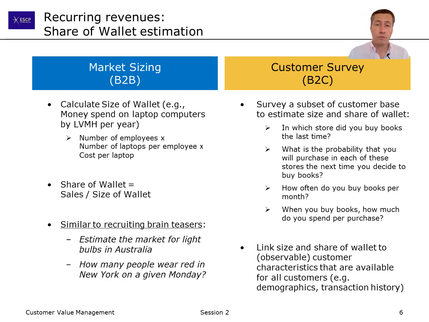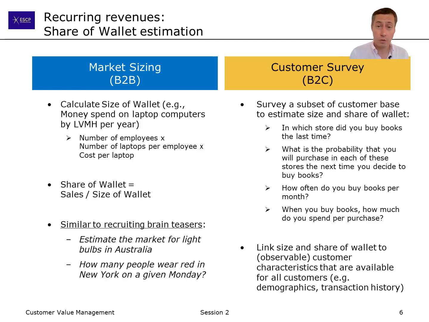What we do now is, out of those 10 million customers we have, we take a relatively small sample: 1,000, 5,000, 10,000 customers. And this sample, we ask the following 4 questions. First, where did you buy a book last time? Next, where will you buy books next time? Third, how often do you buy books? And last, when you buy books, how much money do you spend? I'll show you in a minute how the answers to these 4 questions can help you to calculate size and share of wallet. But the problem is that you only get size and share of wallet for those customers where you actually asked the questions. So for those 1,000, 5,000, 10,000 customers.